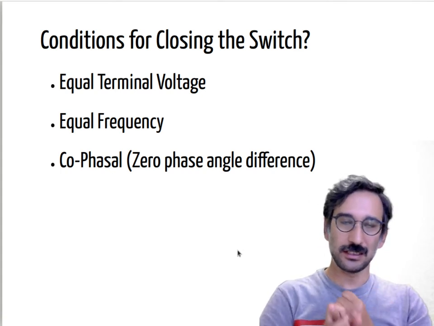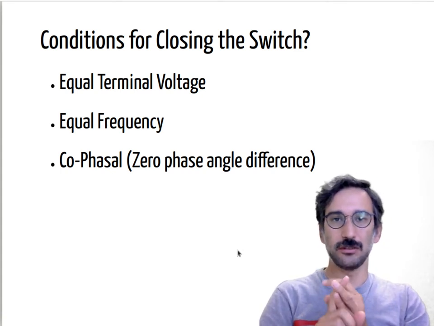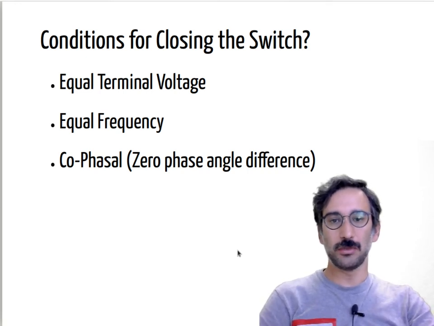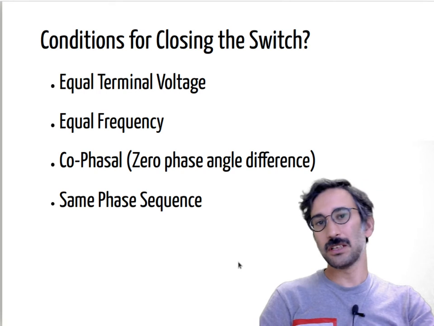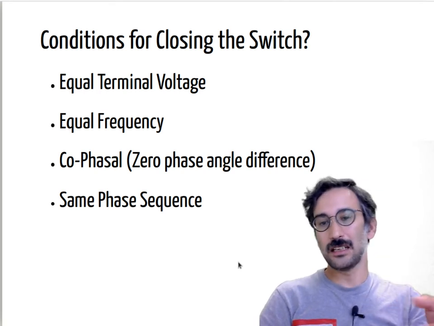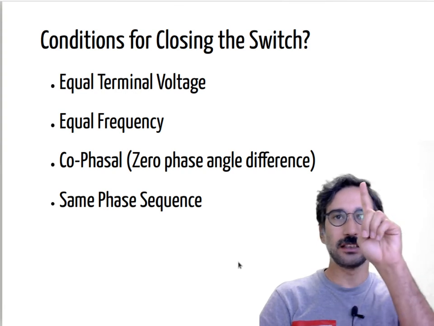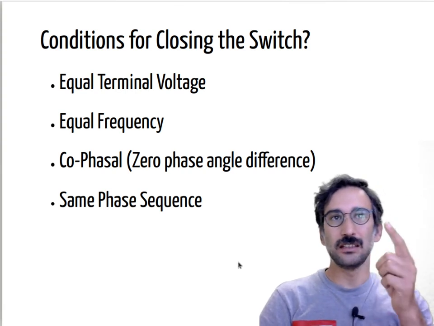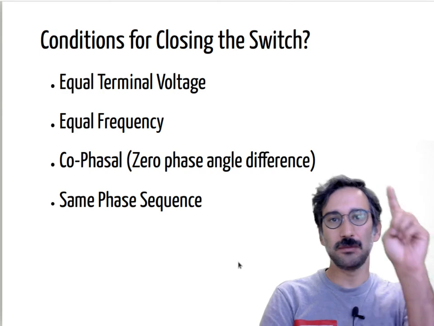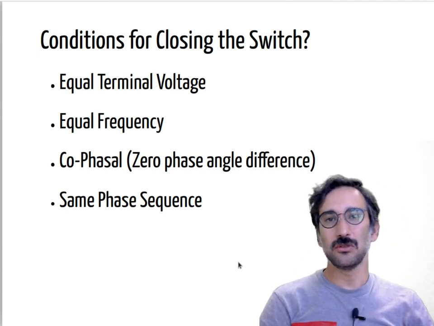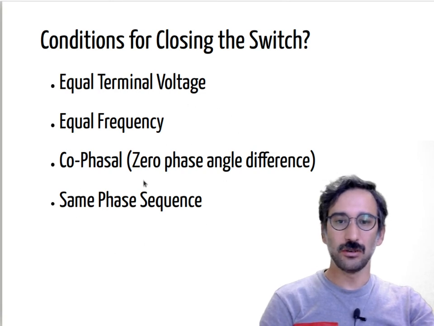They can have the same voltage and frequency, but if there is some phase difference between them, then there will be some large currents flowing between these two terminals. Also, they can all be the same, but one of the generators can be connected like ABC, ABC, and the other one can be connected like ACB, ACB. The phase sequence can be different, so you need to make sure those are the same.